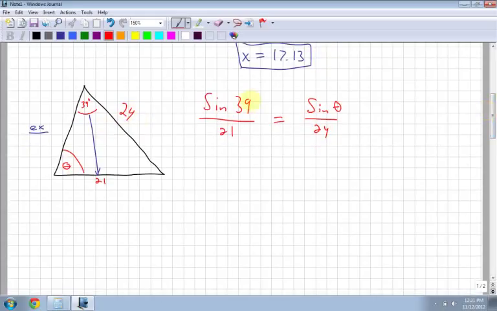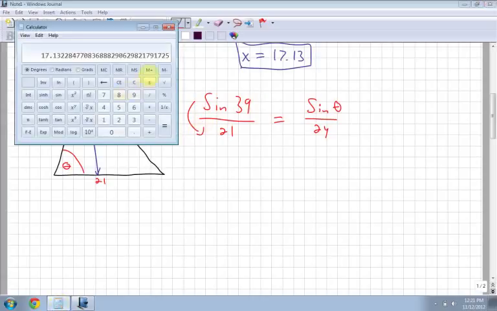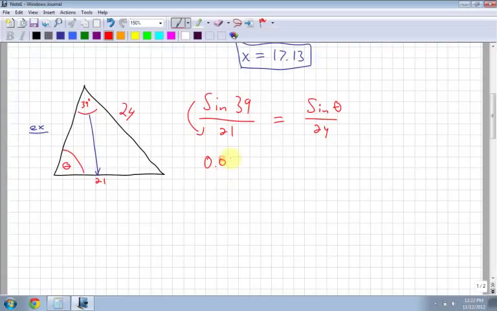So next thing I do is I solve these. I'm going to solve this one a little bit differently this time, because what I can do is divide these two values. I can take sine 39 and divide it by 21 to get a value of 0.0299. So let's say 0.03. So it's 0.03 is equal to sine theta over 24. Remember, I'm trying to solve for sine theta.